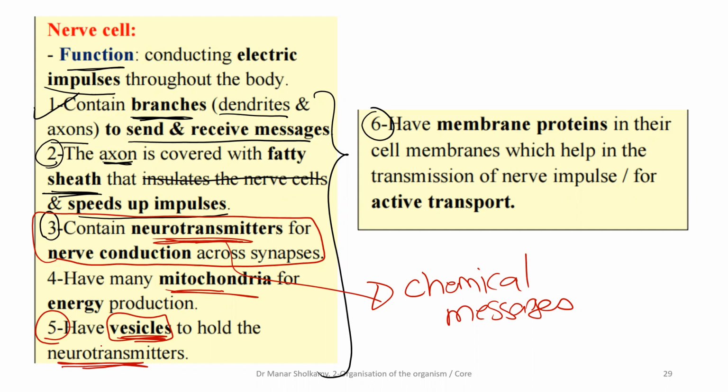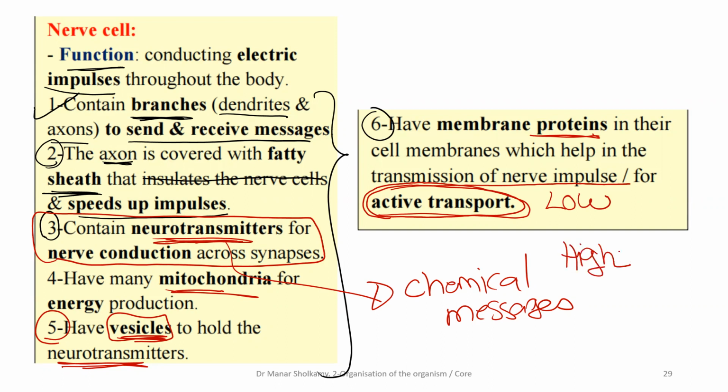Number 6, they have proteins in their cell membranes which help in the transmission of nerve impulses for active transport. I will explain active transport in the next lesson. In case you forgot, active transport is the transmission of molecules from low concentration to high concentration using energy.